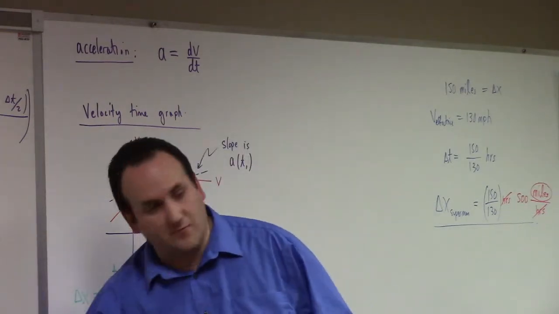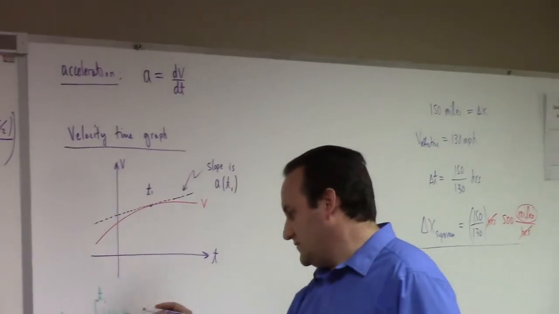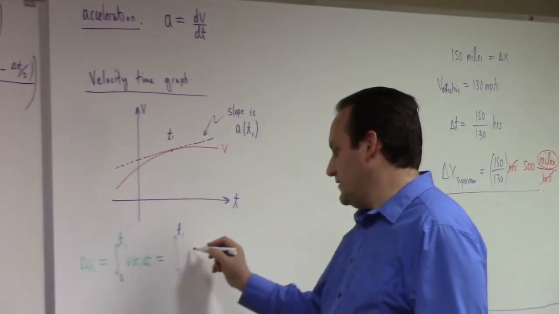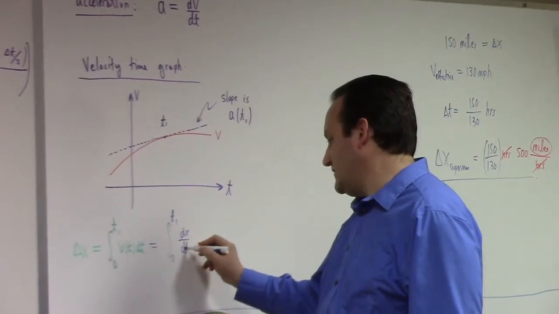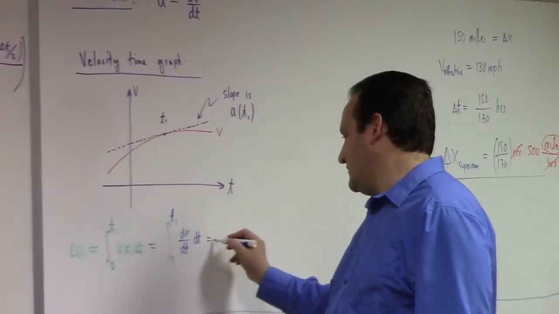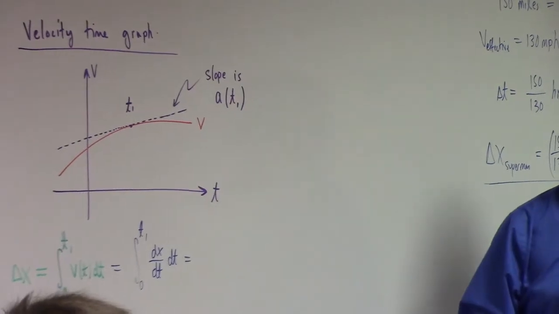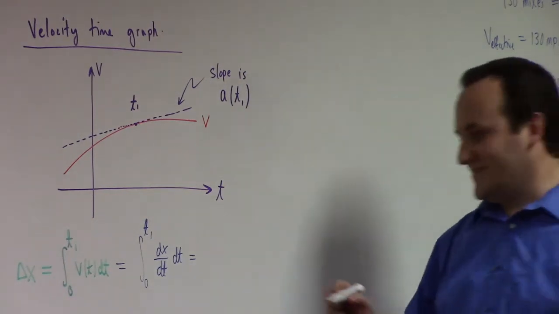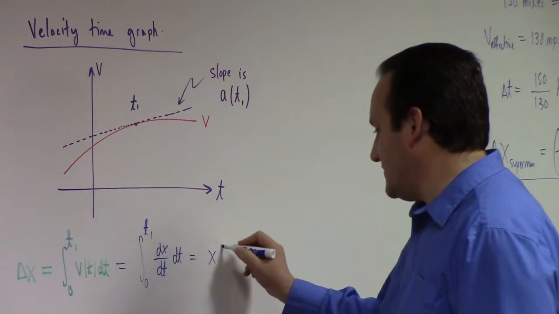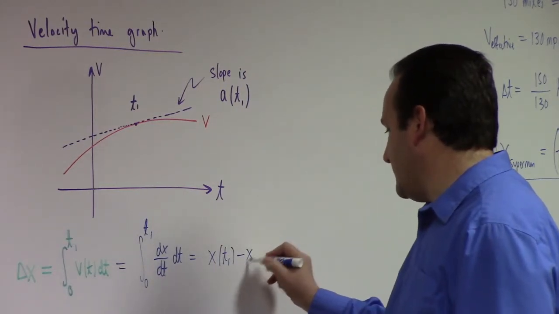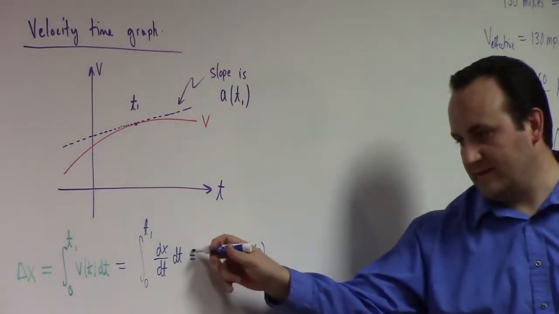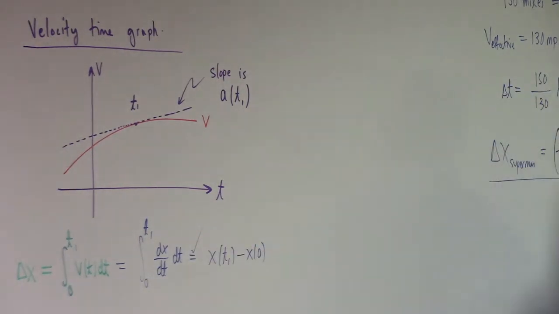Now, let me show you why. It's the net change theorem from calculus, right? So this is equal to the integral from 0 to t1 of dx/dt, right? That was the definition of velocity, dx/dt. And what is that? Well, what's the antiderivative of dx/dt? What function can you differentiate to get dx/dt? Well, yeah, x. So FTC part 2, this is x of t1 minus x of 0, right? Which is exactly what I wanted. That's the displacement from time 0 to time t1.